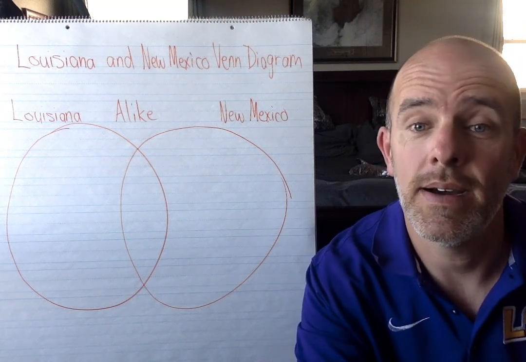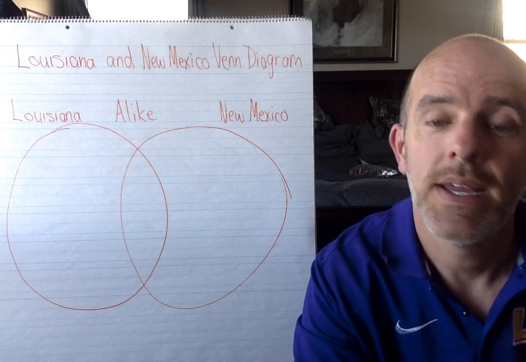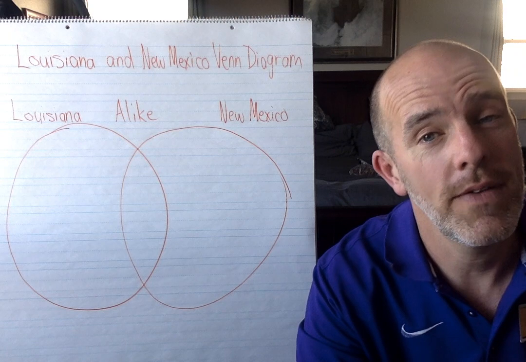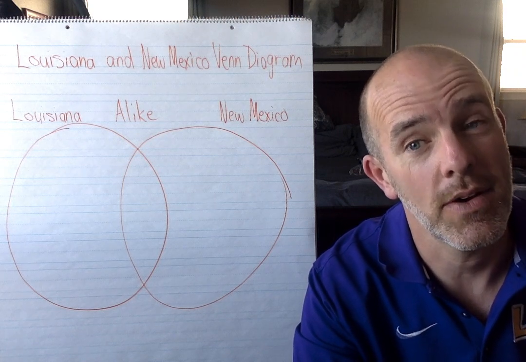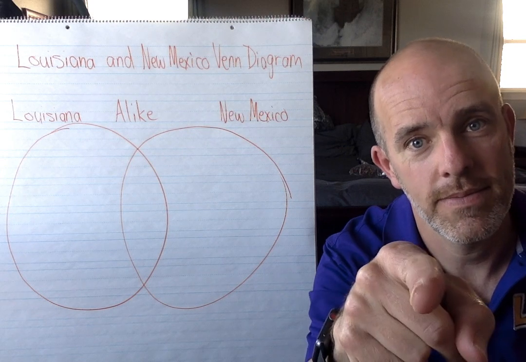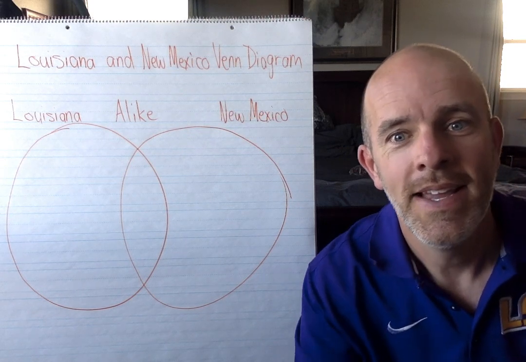The state cookie is the bizcochito. We have that a lot of times at Christmas. The major river of New Mexico is the Rio Grande, or if you'd like to get fancy with it, the Rio Grande. Give it a shot. Right now, go. Okay, that was pretty good.